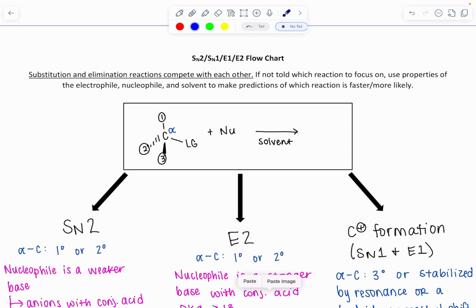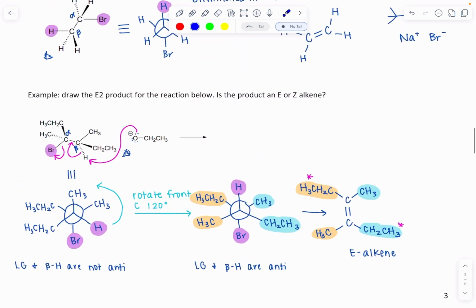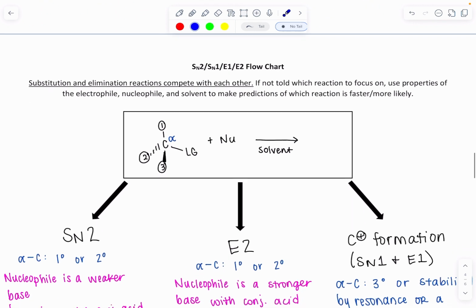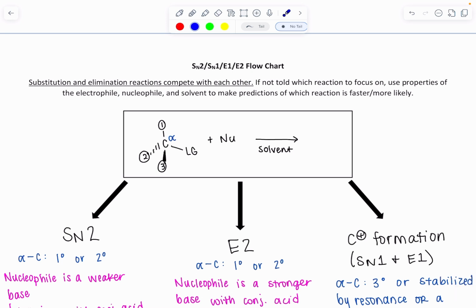So this is if you're not told which reaction to focus on. A lot of times, like for example, right here, it says draw the E2 product. So you don't even have to worry about going through the flowchart if you're told which reaction it's going to be. But sometimes you're not. And for example, if you're going through a lab, it might not tell you. If it's a new experiment especially, nothing's telling you what reaction is going to occur. So we have to use these predictions or these properties to predict which mechanism and product will form.